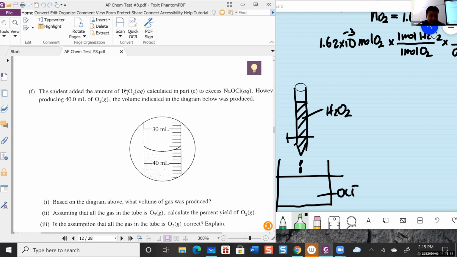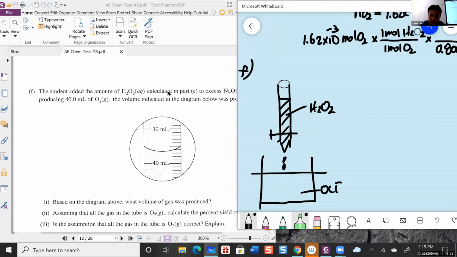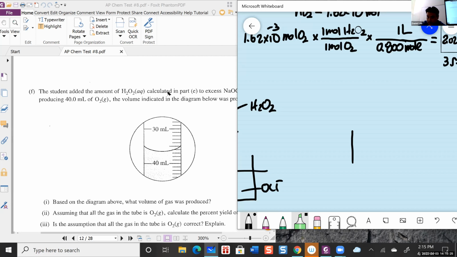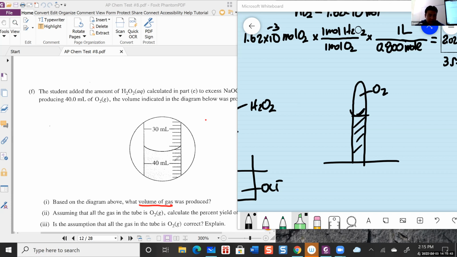The student added amounts of hydrogen peroxide to excess bleach, producing 40 mL. Oh, okay, actually, this is the volume of the oxygen produced. My bad. So this is the pipette on this side. This is the oxygen. So that's what we're reading here. You got to read the bottom of the meniscus, right here. So the question is, based on the diagram, what volume of the gas is produced? Remember, the bottom is water here, so your gas is in here. 0 is at the top, so you're reading from 0 mL, and this is past 30.